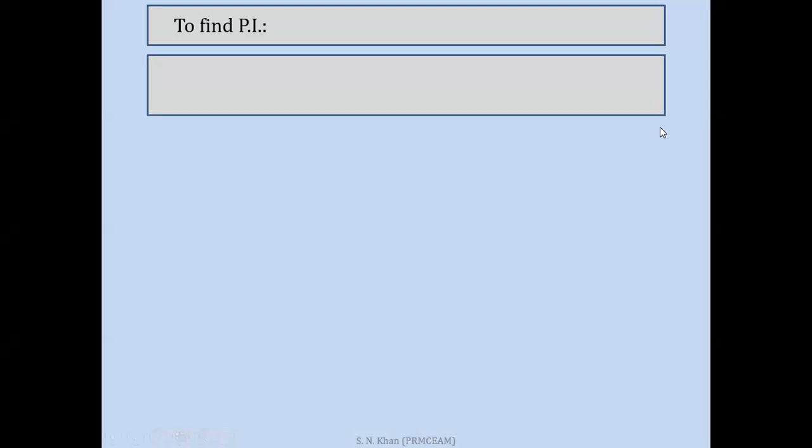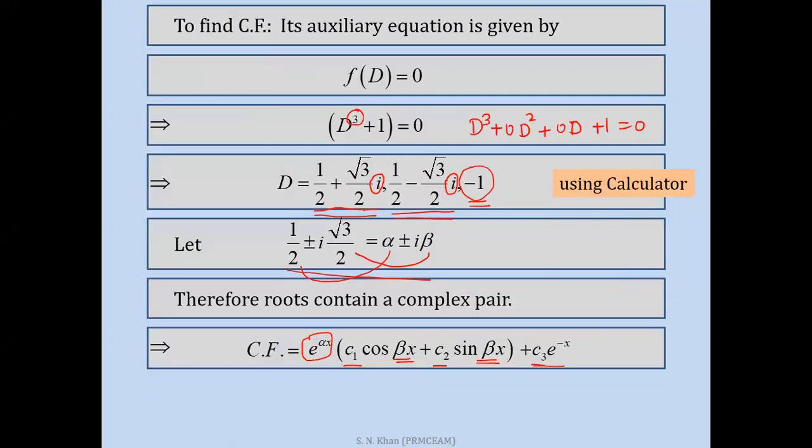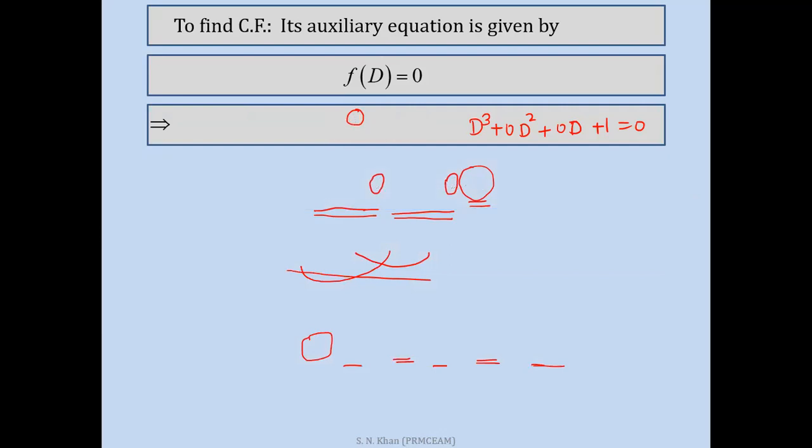Okay, so now second part of the problem, we need to find PI. And we know that formula for finding PI is PI equal to 1/f(D) operating on capital F of x. This is the formula for finding PI. Now we have to substitute here value of f(D) operator and value of capital F of x, the function which is present on right hand side of given differential equation. ये दो values हमें put करना है. So let's check what are the values of f(D) and capital F of x.